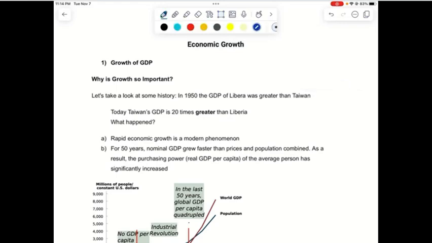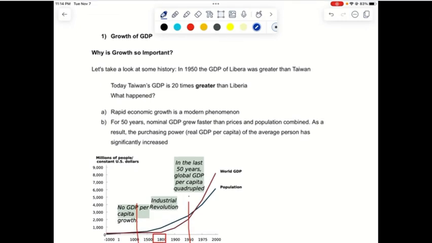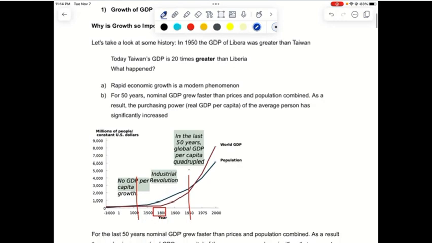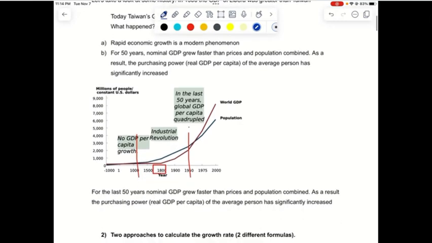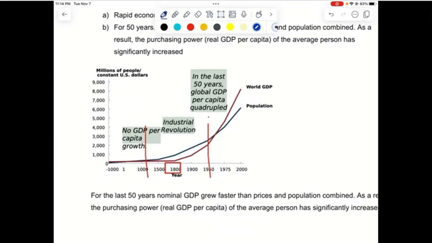So in this video, we're going to be going over how to find the different economic growth rates, compounding, and the rule of 70. So let's begin. Economic growth is basically how much a country grows its GDP per year. Rapid economic growth is actually a modern phenomenon. As you see, as the years go by, it's been constantly increasing.